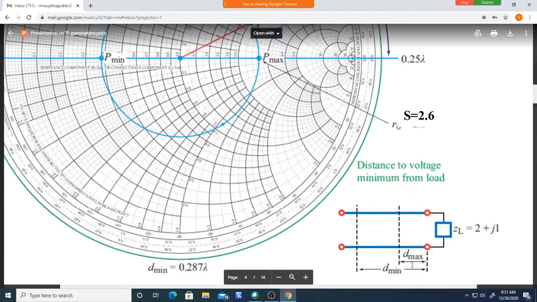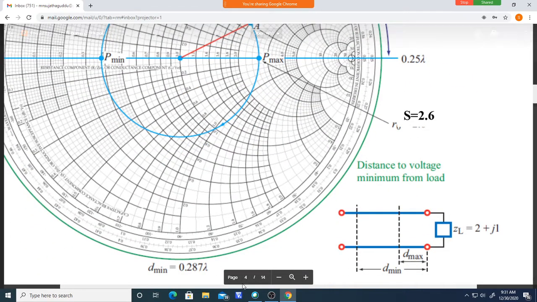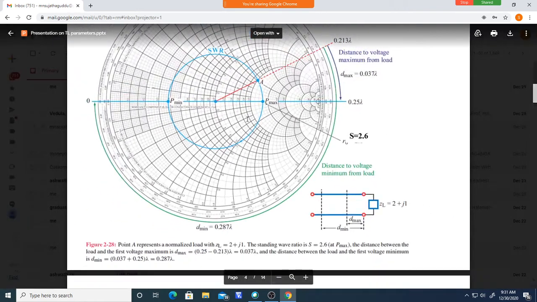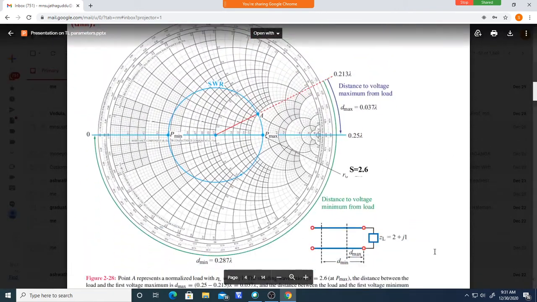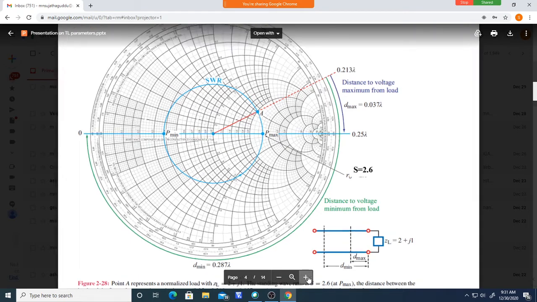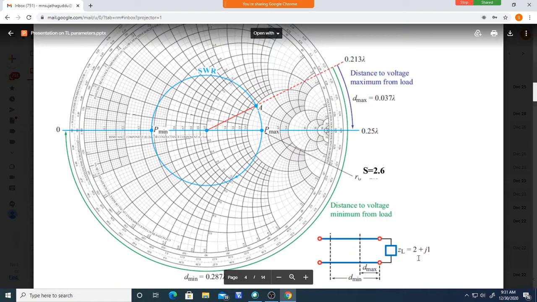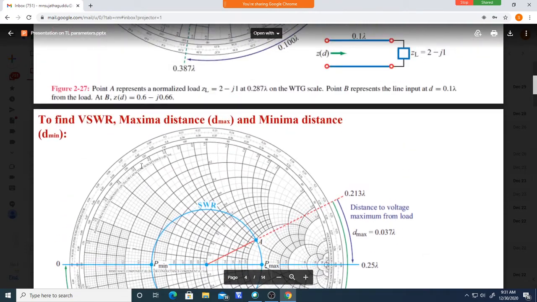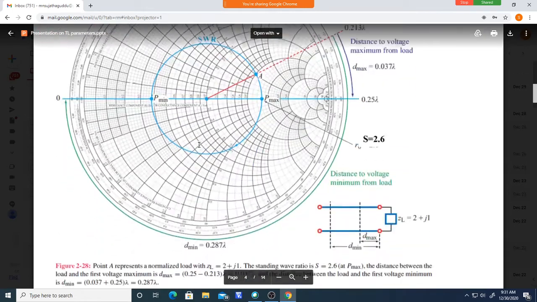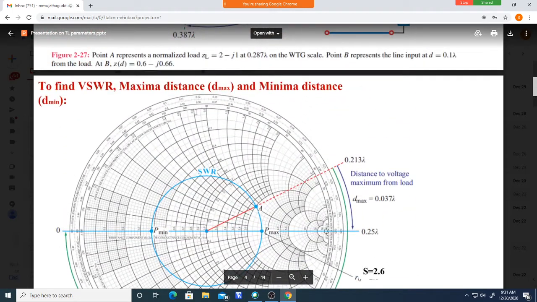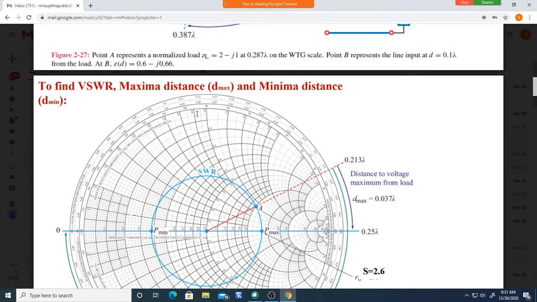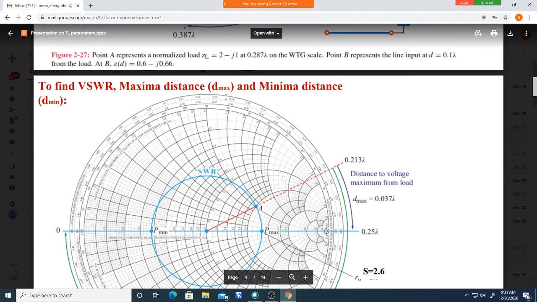So here, for example, how to find the D maxima and D minima from the Smith chart. So this is a given load here. Load is given, 2 plus j1. It is a normalized impedance. To find the VSWR, maxima distance, minima distance, D minimum, this is for a problem. If they ask you to find what is the maxima distance and minima distance and what is the VSWR.